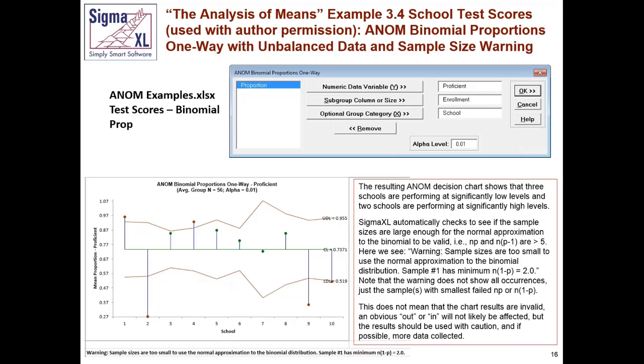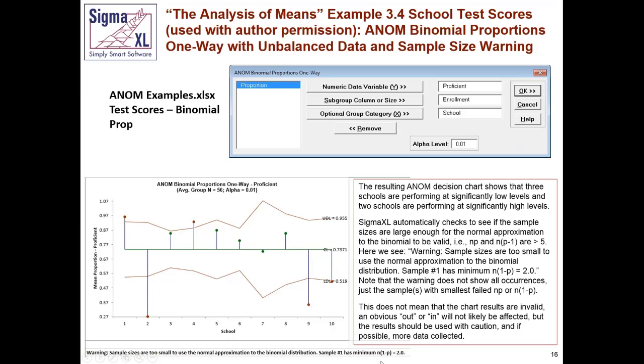Here's an example, school test scores. In this particular case, we have different schools, and we're looking at test scores. Again, with the varying sample sizes, we have varying decision limits on the binomial proportions chart. And you'll notice that in this case, we're getting a warning message. It only indicates the first time of occurrence. It doesn't give you a warning message for every occurrence.